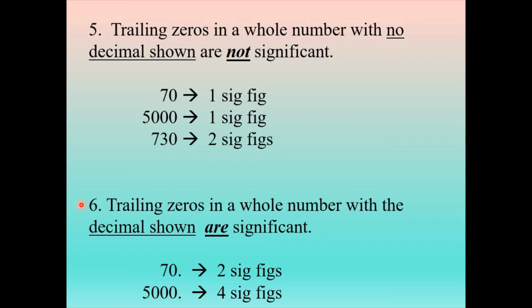Now look at rule number 6. Trailing zeros in a whole number with the decimal shown are significant. So the number 70 point means that this 0 is considered now significant, and this is shown because we put that decimal there. So this has 2 sig figs. The number 5,000 with a decimal, all of these digits are significant, including all these trailing zeros, because there's a decimal here. So this 5,000 has 4 sig figs, whereas up here, 5,000 written like this without the decimal point has only 1 sig fig.